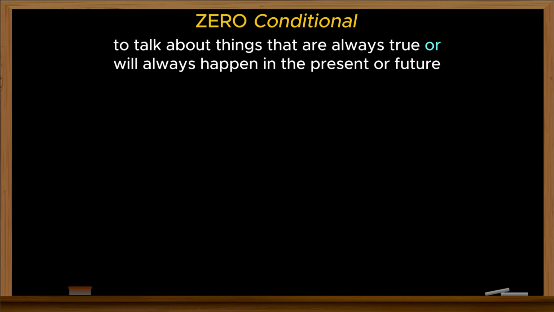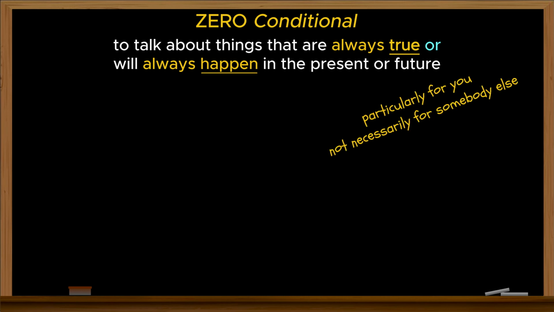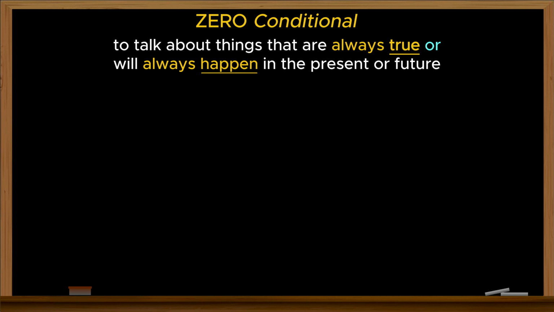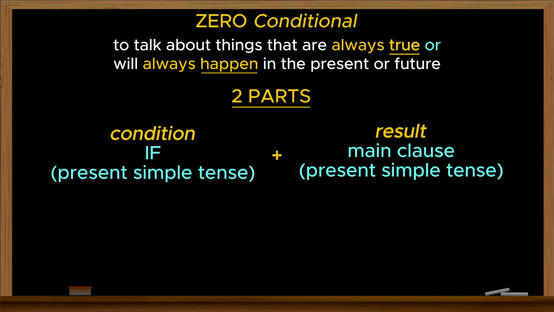This verb form is used to talk about things that are always true or will always happen in the present or future. And when we say that it's true, it might even be something that is true particularly for you and not necessarily for somebody else. To make a zero conditional sentence, you need, as we now know, two parts: the condition and the result. The condition will be the if clause, and it'll be in the present simple tense. And the main clause, the result, will also be in the present simple tense.